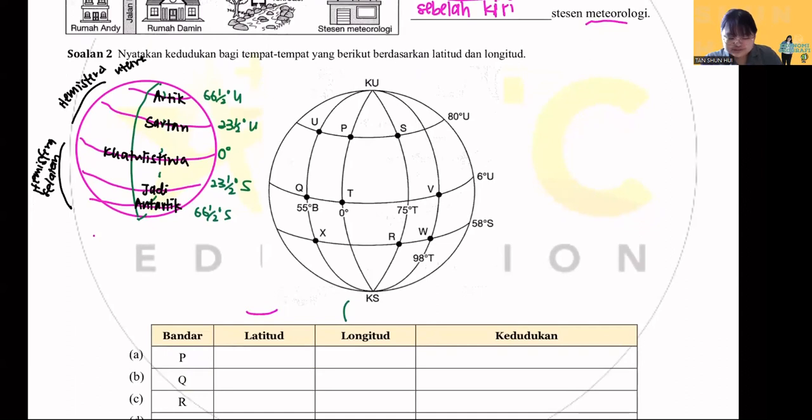How about the longitude? I'm going to change the color. Now, this is longitude. Longitude has two lines that we learn: 0 degrees and the one behind it. Behind is what? 180 degrees. That's the name. The 0 degree line is called Garisan Meridian Perdana, the Prime Meridian.